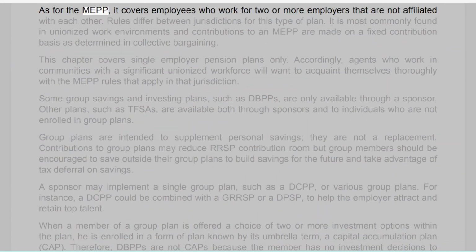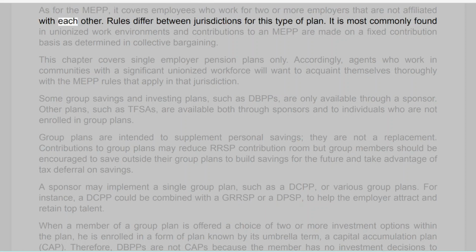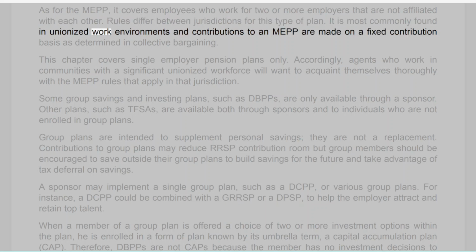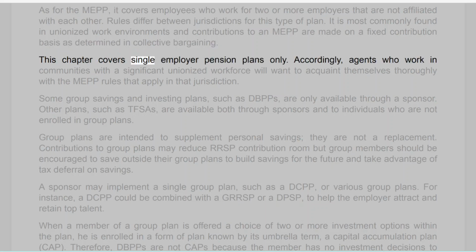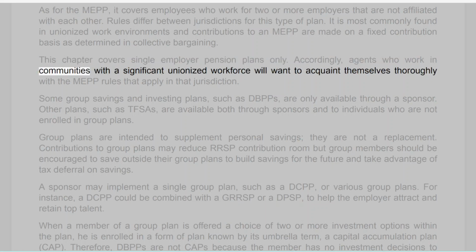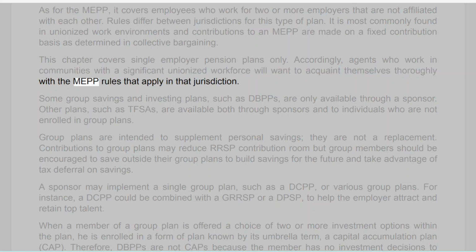As for the MEPP, it covers employees who work for two or more employers that are not affiliated with each other. Rules differ between jurisdictions for this type of plan. It is most commonly found in unionized work environments, and contributions to an MEPP are made on a fixed contribution basis as determined in collective bargaining. This chapter covers single employer pension plans only. Accordingly, agents who work in communities with a significant unionized workforce will want to acquaint themselves thoroughly with the MEPP rules that apply in that jurisdiction.